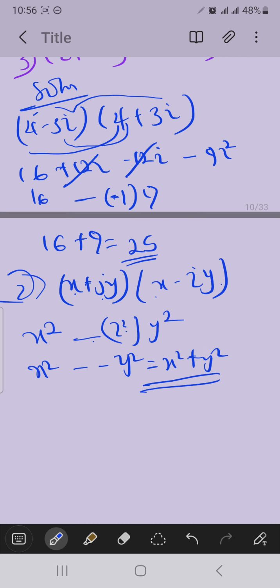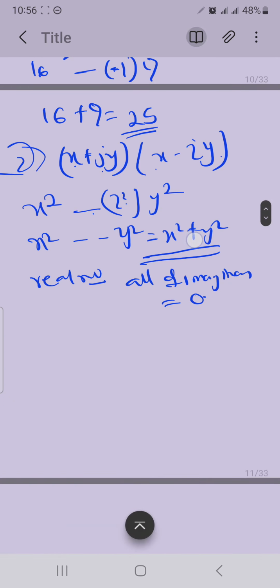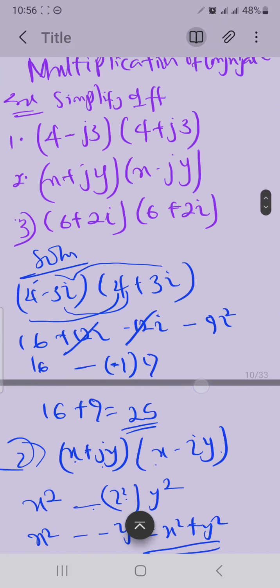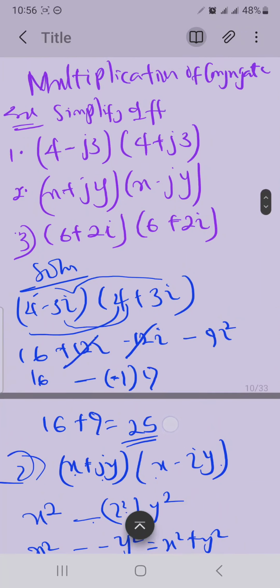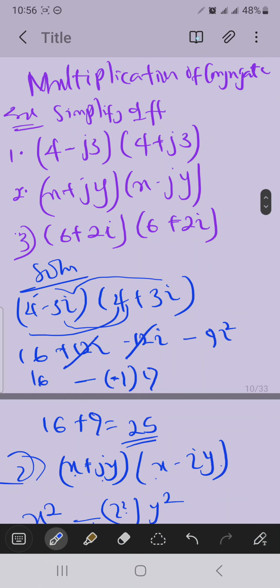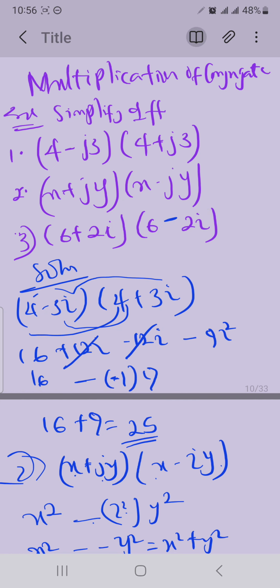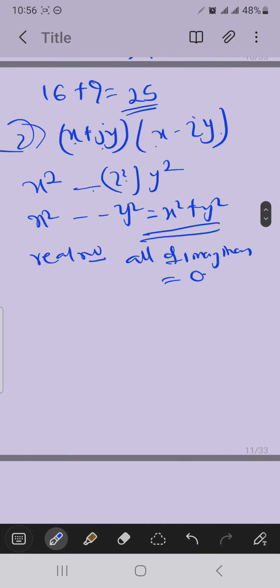One thing I want you to know is that the moment you want to multiply conjugate of a complex number, you only have real numbers. All the imaginary will be equal to 0. So the only thing you are going to have in complex number is going to be what? Real numbers. Oh, sorry. This one's supposed to be minus. So minus and plus, you know it is conjugate.